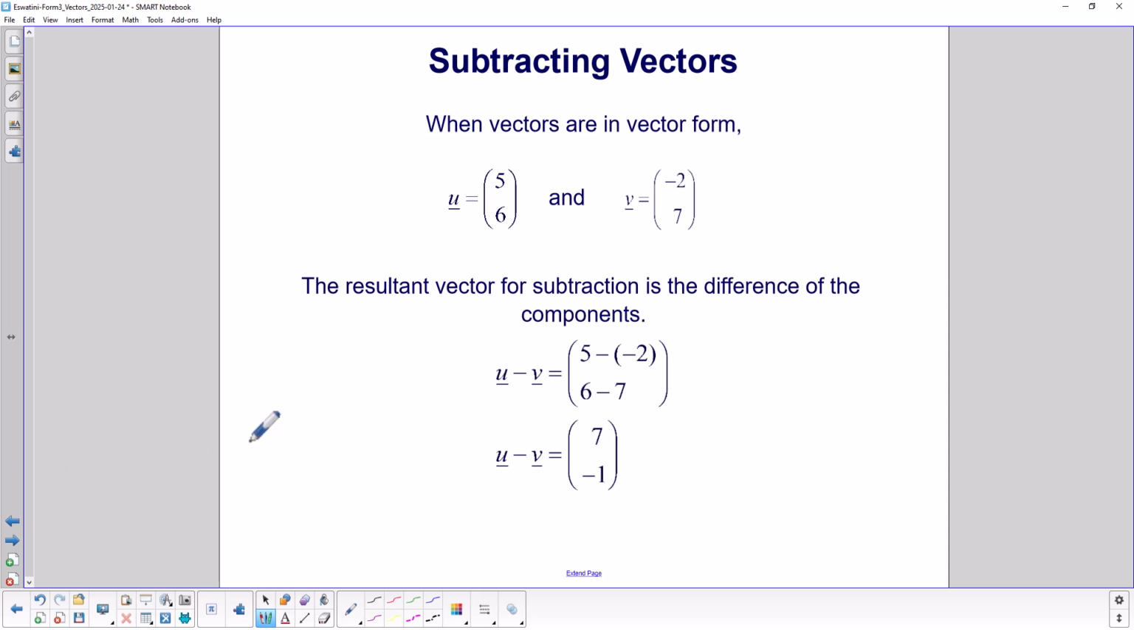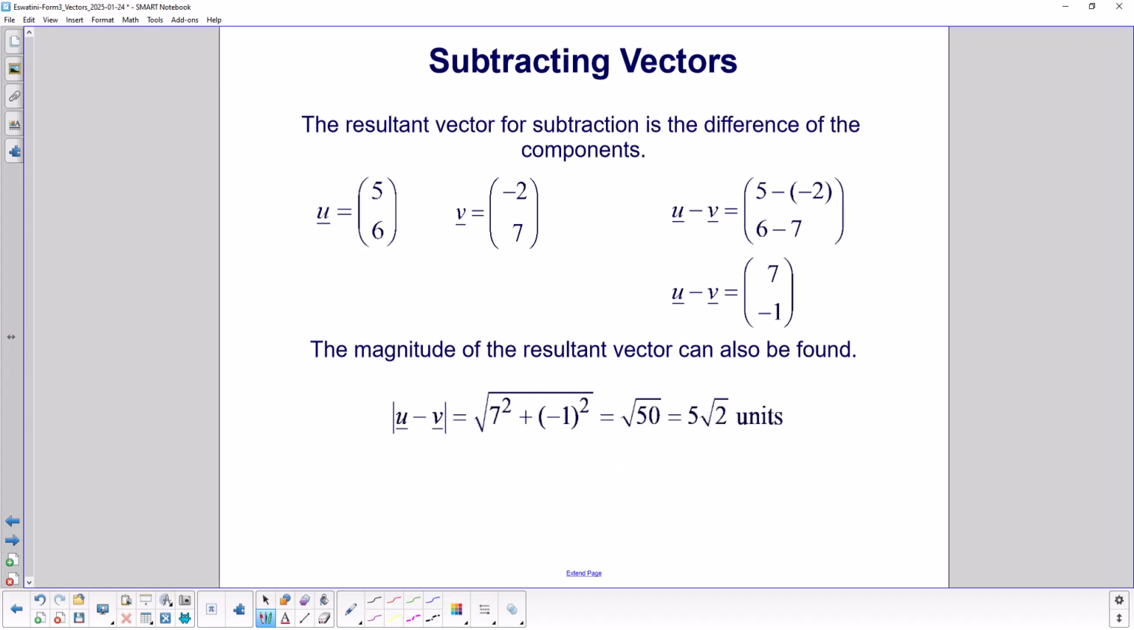When vectors are in vector form, and here we have vector u, vector v, the resultant vector for subtraction is the difference of the components. So for vector u minus vector v, it's going to be 5 minus a minus 2, and the bottom would be 6 minus 7, which is showcased right here. Carry out the math, and we get u minus v is 7 over negative 1.